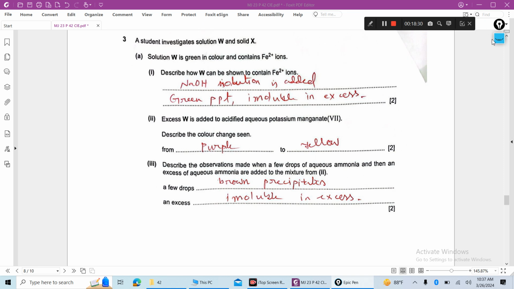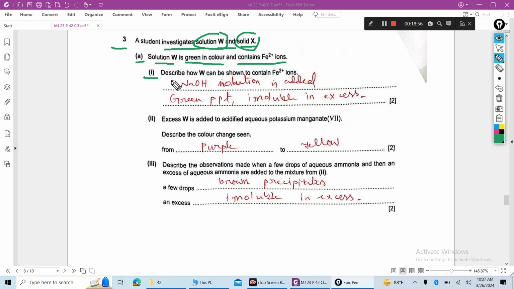Number 3, a student investigates solution W and solid X. Solution W is green in color and contains iron 2 ion. Iron 2 solution is green, you know.